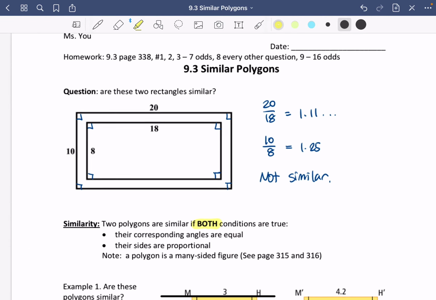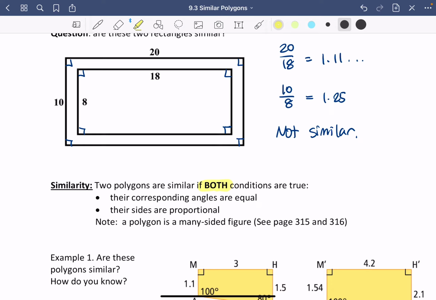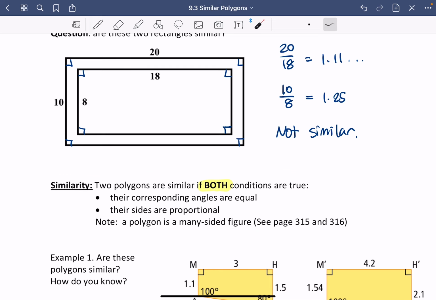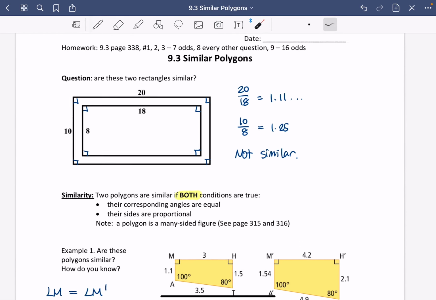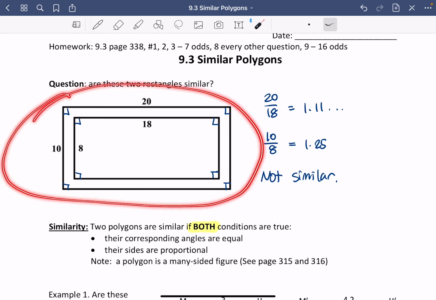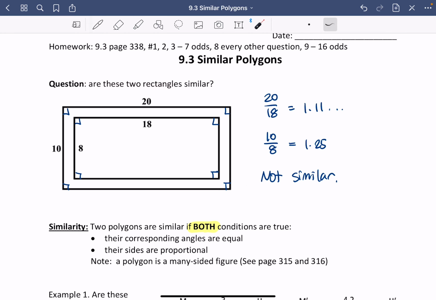So the most important takeaway from this lesson is that to check or to prove if two polygons are similar, both of these conditions must be satisfied. Okay? If you only satisfy one condition, then you don't know for sure whether they are similar or not. Just like the first example we did here. Although all of the corresponding angles are equal, they are not similar to each other. Okay?